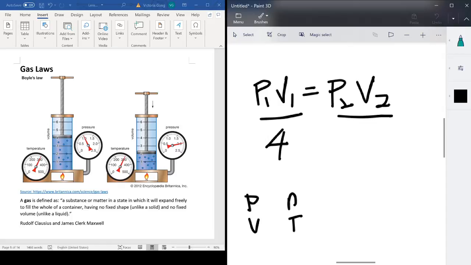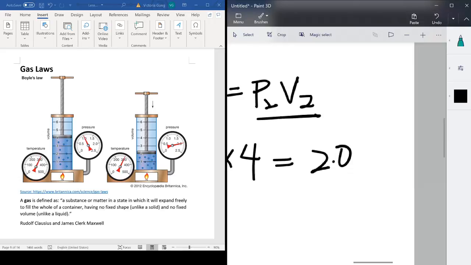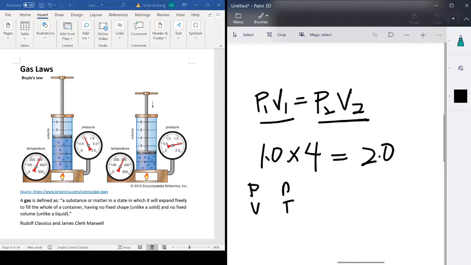And so if we write this out, we have 1.0 times 4 is equal to, writing pressure first, 2.0 times 2. And they both equal 4. So that's an illustration.